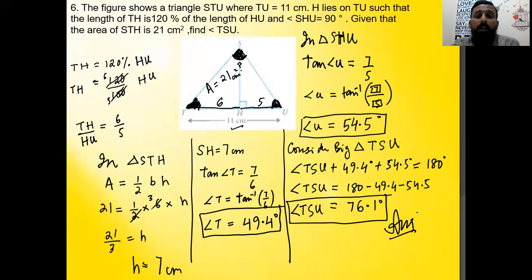And furthermore, we applied the area of a triangle, half base times height, to find out the height of the triangle SH. And then we found the individual angle T and angle U by applying the tangent concept, finding tangent inverse of the ratios, and we found the two angles. And finally, we used the concept of the three angles in a triangle equal to 180 degrees. We substituted the values of the three angles, and finally we are able to find out the unknown angle TSU, that is equal to 76.1 degrees. Hope this concept is clear to you all.